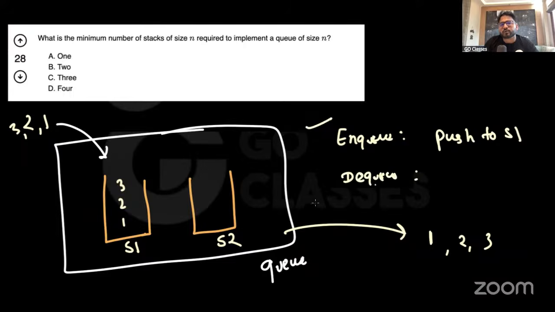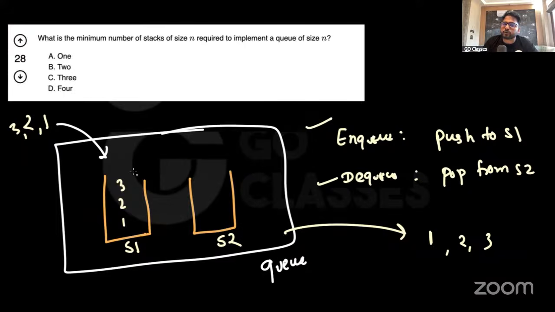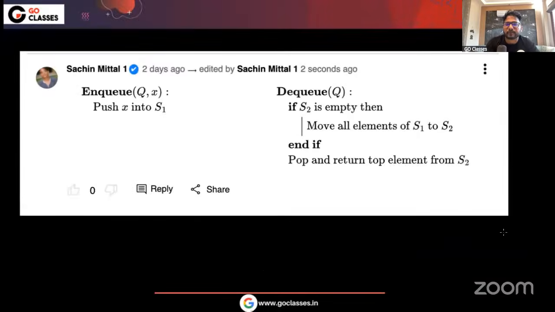But for dequeue, you need to pop from S2. That's for sure. Pop from S2, that is correct. But there is just one extra condition that you have to write before popping: what if stack S2 is empty? In case S2 is empty, you just transfer all the elements from S1 to S2. So, for example, you might see this slide.